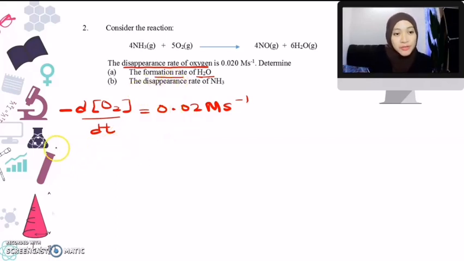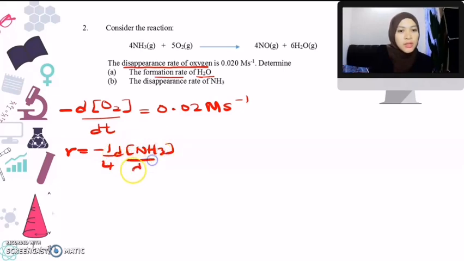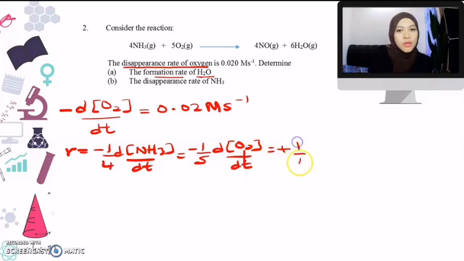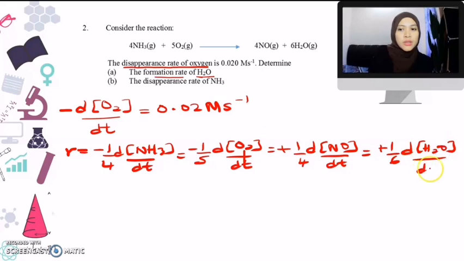okay, let's write the differential equation first. Okay, rate equal to negative 1/4 d[NH3]/dt equal to negative 1/5 d[O2]/dt equal to positive 1/4 d[NO]/dt equal to positive 1/6 d[H2O]/dt.